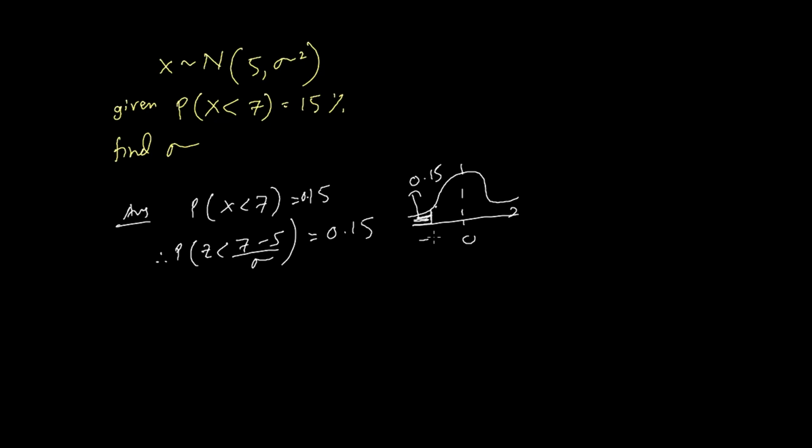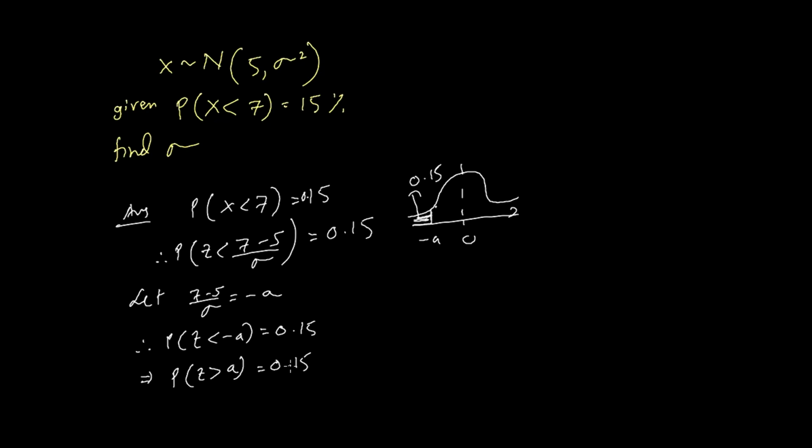So this is negative. Let me use negative a. So let 7 minus 5 divided by sigma be negative a. Therefore, the probability of z is less than negative a equals 0.15. So by the law of symmetry, we can just reverse the inequality symbol and make it positive. So 0.15, and we can look up the other table, which is a percentage table for greater than.